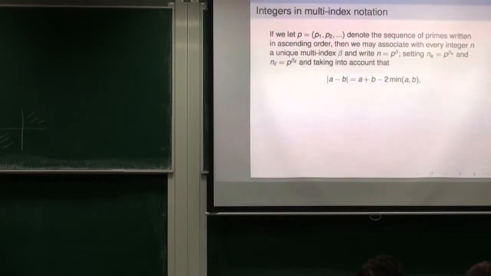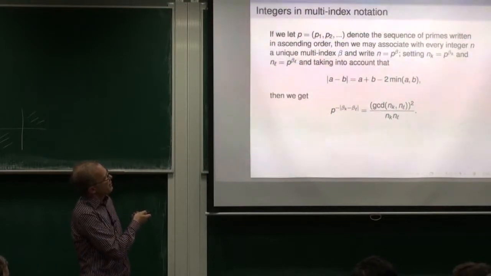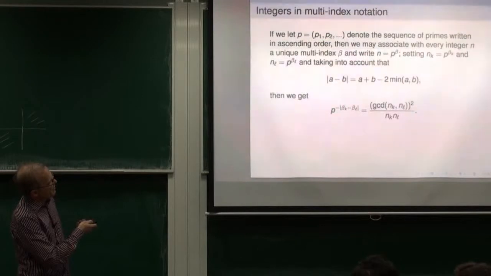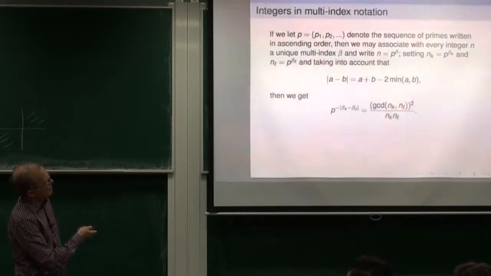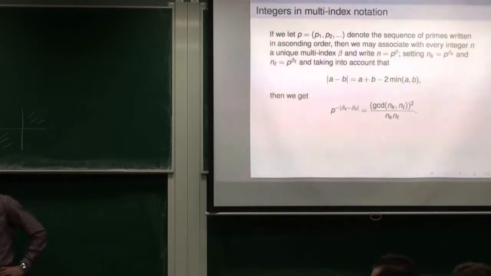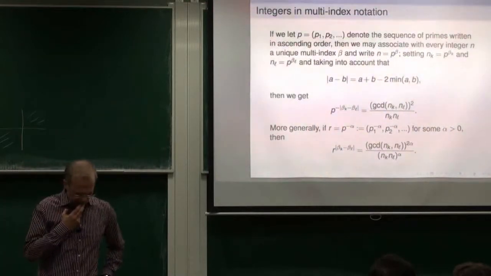So then we can use a little algebra, and then we can see that if we choose as our r one over p, I mean we take the reciprocals of the primes, then p to the minus this difference between the two multi-indices becomes this expression. Because a plus b here corresponds to the product of the two integers, and this corresponds to the greatest common divisor. So suddenly our Poisson integral becomes a statement about a sequence of integers.